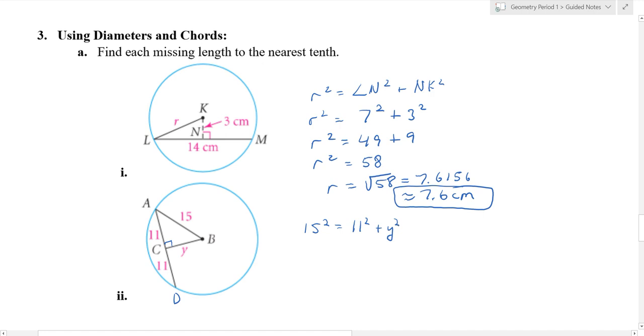So 15 squared is 225. 11 squared is 121 plus y squared. So then we take 121 from both sides, and we get that y squared is 104. Then we take the square root of both sides, and we get that y equals the square root of 104.